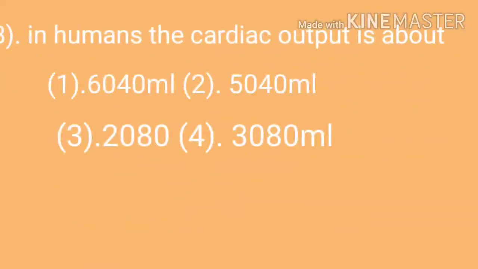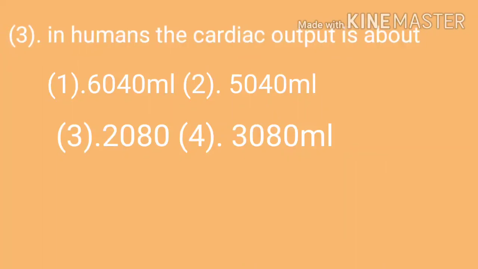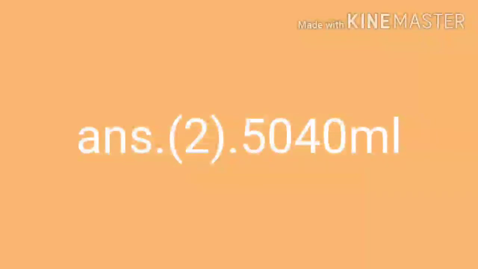Question number 3. In humans, the cardiac output is about: option 1, 6040 ml. 2, 5040 ml. Third, 2080 ml. And fourth, 3080 ml. And the correct option is number 2, 5040 ml.